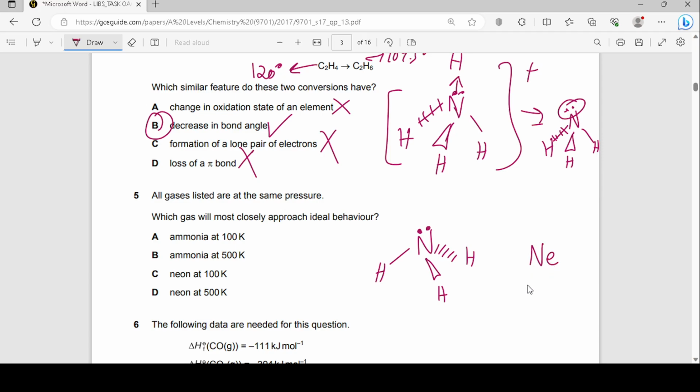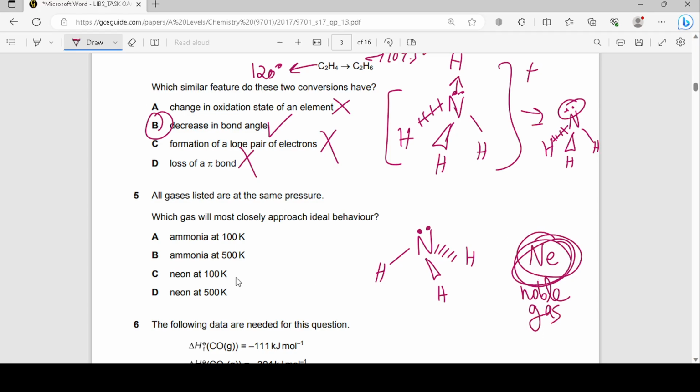So obviously, one of the laws of ideal gases is that they have the assumption that they have no intermolecular forces of attraction, or very insignificant intermolecular forces of attraction, right? So obviously neon, being a noble gas, is a monatomic gas. There are very, very insignificant van der Waals forces, or you could say very, very insignificant temporary dipole-induced dipole forces between the neon atoms, because it's a noble gas.